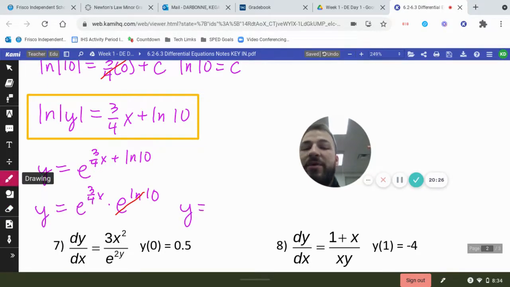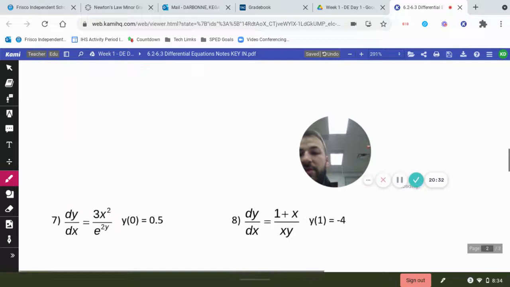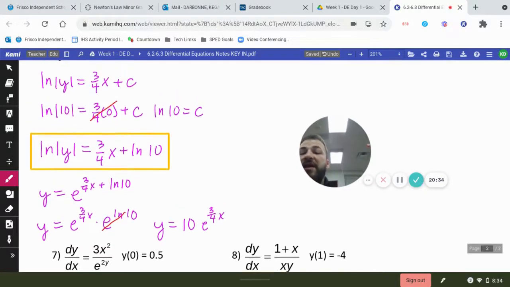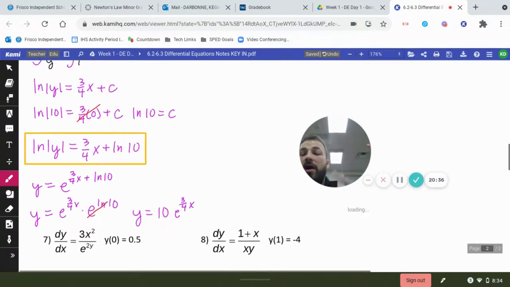We get y is equal to 10 e to the 3/4 x. So notice how, for our final answer in this one, our c value essentially became just this big constant number multiplied in front.